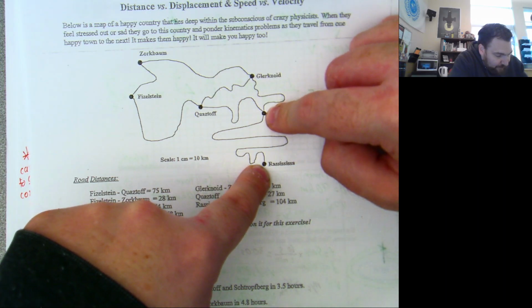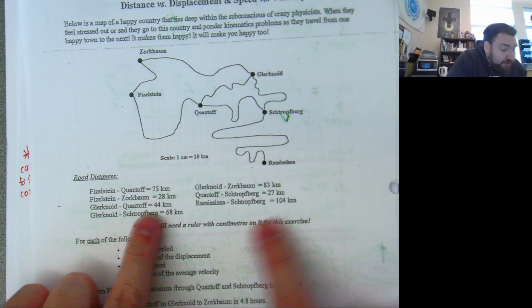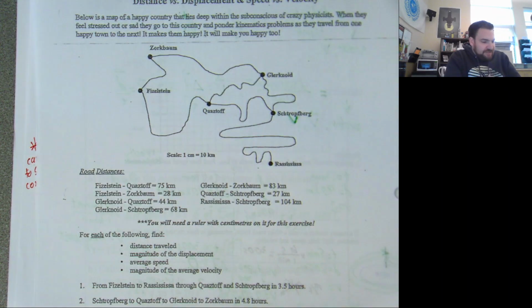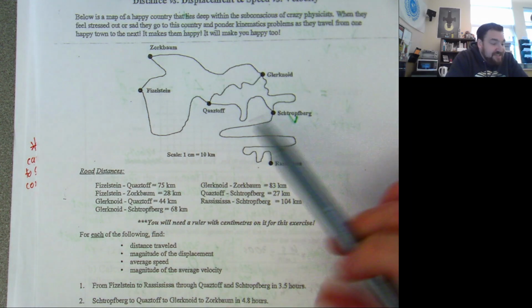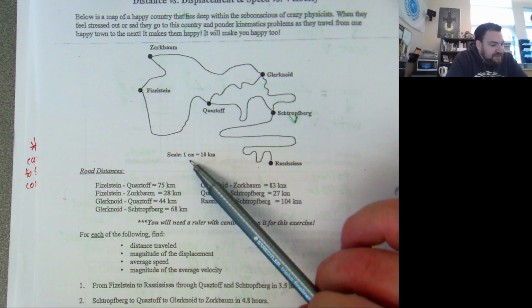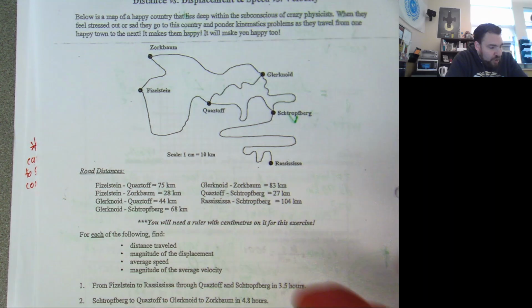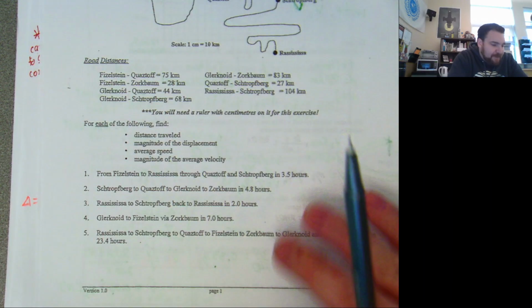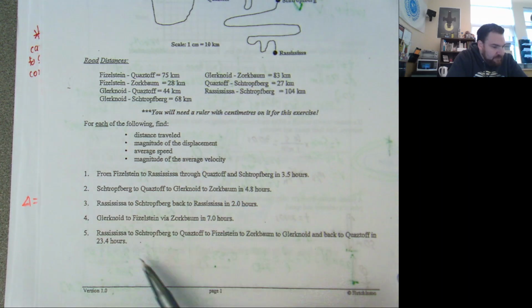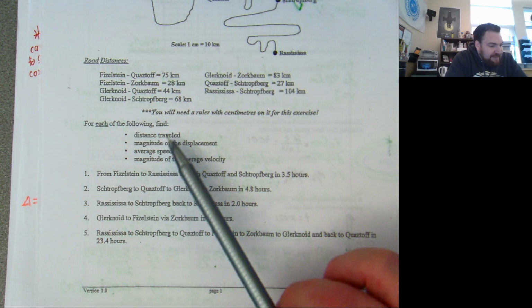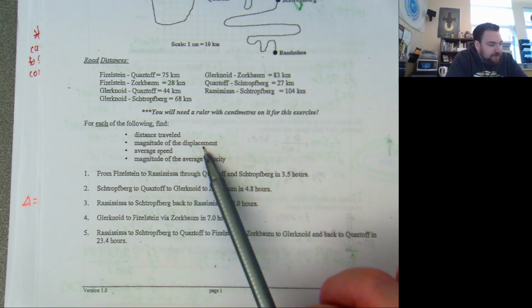The distances are all there. Distance traveled is present. The scale of this map is that 1 centimeter equals 10 kilometers. What you need to do for these 5 paths is find the distance traveled, the magnitude of the displacement.